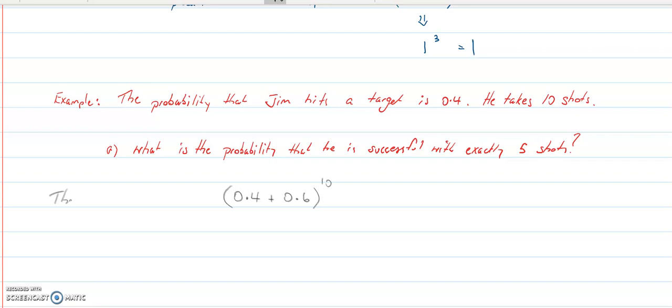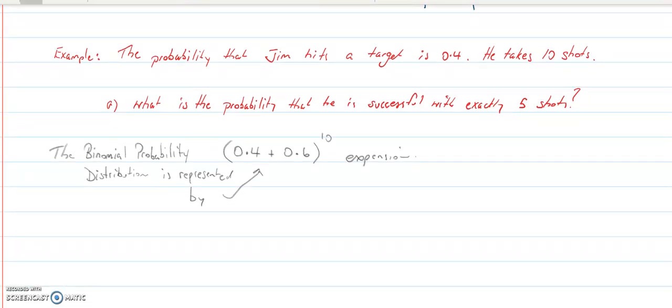So if we expand this out, we're going to see everything. Can you imagine it? It would read 0.4 to the power of 10. Well, that would be 10 choose 0, which is 1, by 0.4 to the 10, by 0.6 to the 0, if you want to go there.